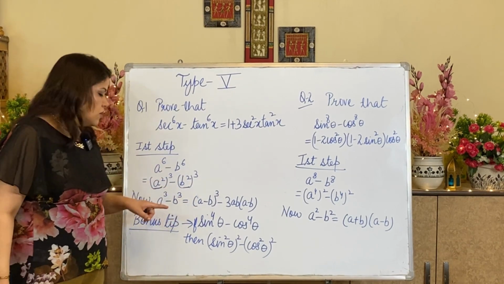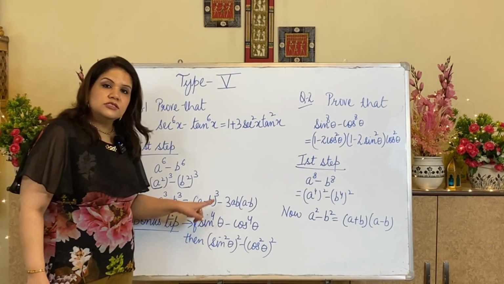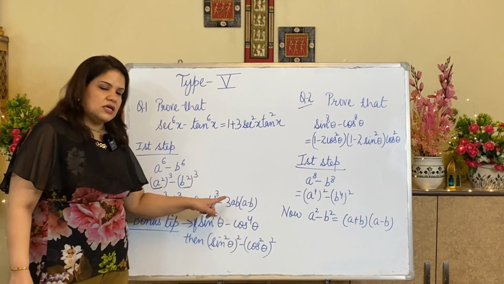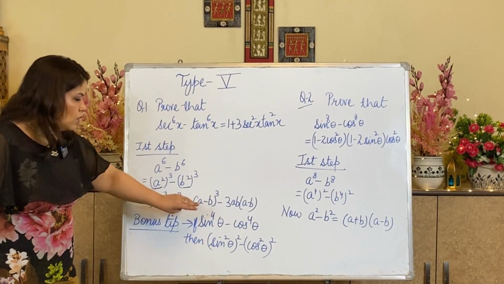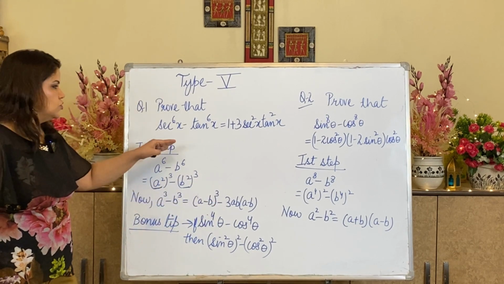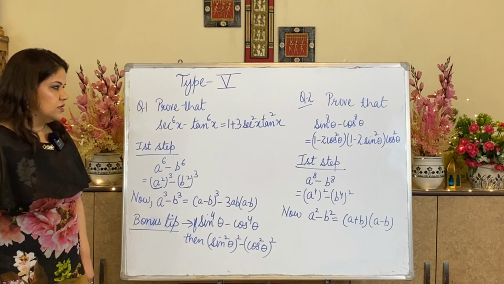What is the formula for converting this? a cube minus b cube is (a minus b) whole cube minus 3ab into (a minus b). This we already know. Only this formula I need to use in such types of questions, and the question will get simplified.